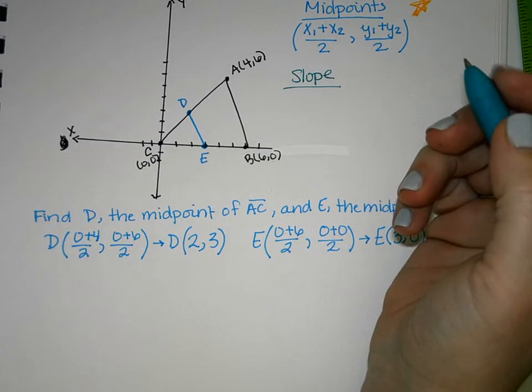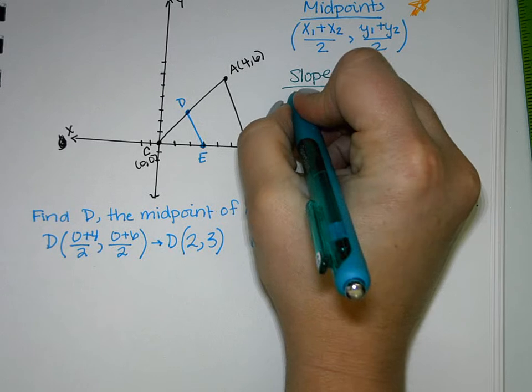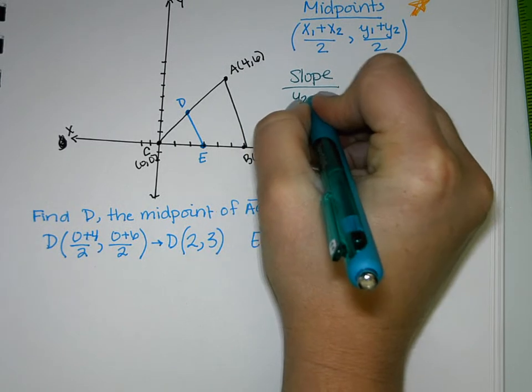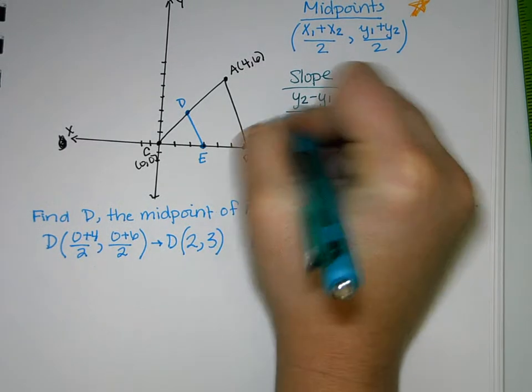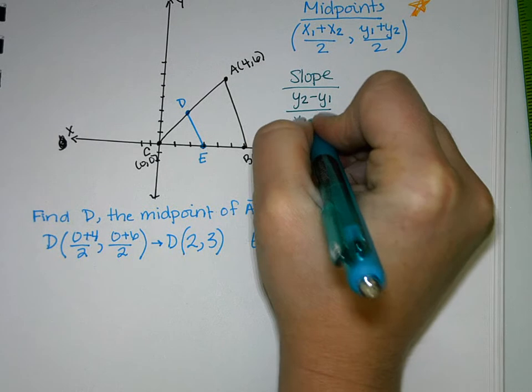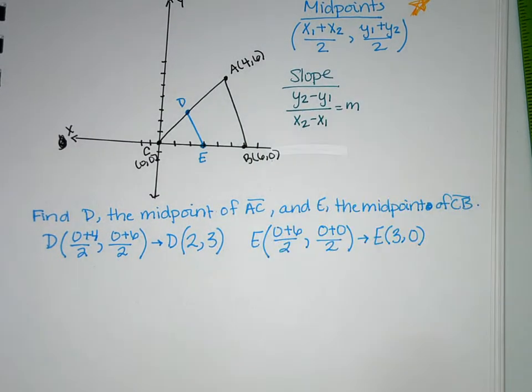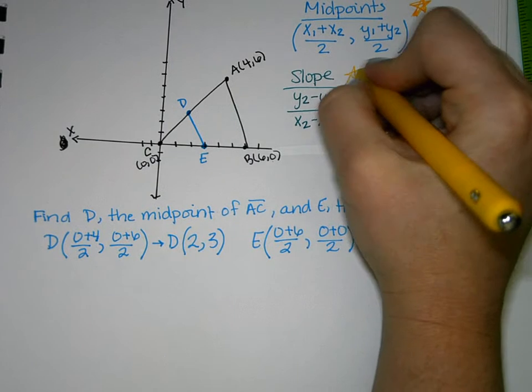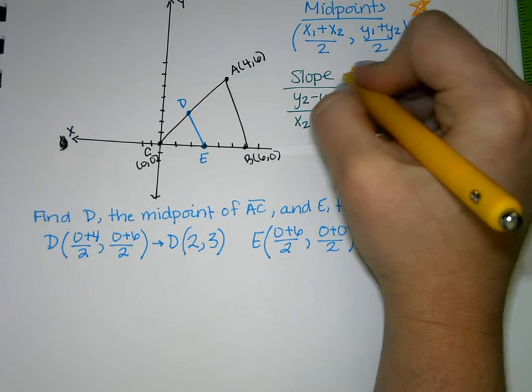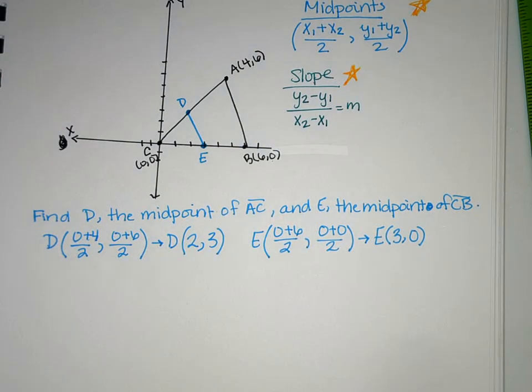y2 minus y1 over x2 minus x1. Yes, it is rise over run, but because we're dealing with ordered pairs, we want the one that's ordered pairs. This again is a formula that you have to have memorized for your test.